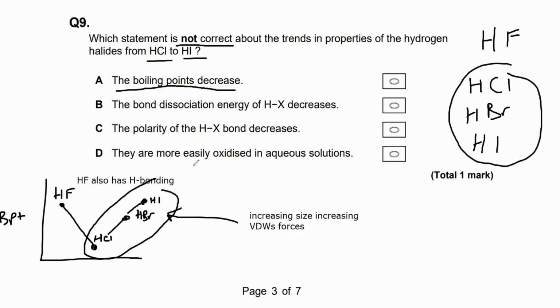Hydrogen fluoride is the exception and has the highest boiling point of all the hydrogen halides. And that's because hydrogen fluoride is one of the rare molecules that can do hydrogen bonding, so it has that as well as van der Waals forces. So that's why it's an exception.